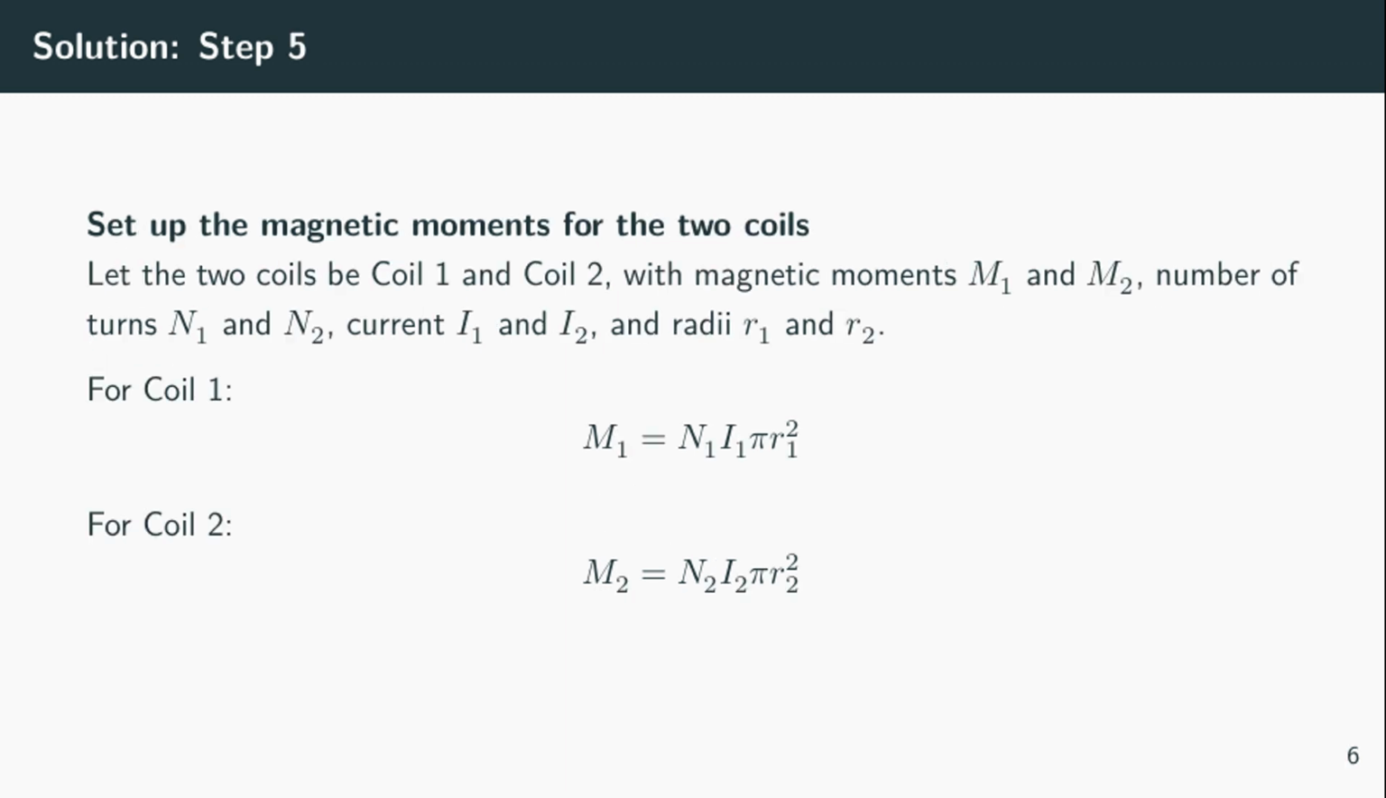For step 5, let's set up the magnetic moments for the two coils we are given in the problem. We have coil 1 and coil 2. We'll call their magnetic moments M1 and M2, their number of turns N1 and N2, their current I1 and I2, and their radii R1 and R2. Using our formula for coil 1, the magnetic moment M1 equals N1 I1 pi R1 squared. And for coil 2, M2 equals N2 I2 pi R2 squared.